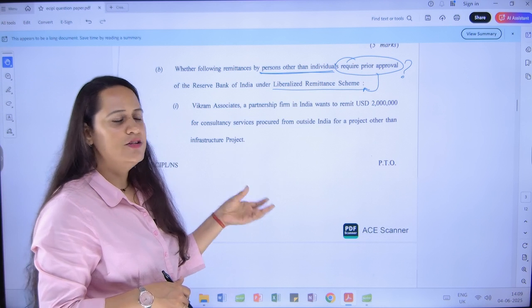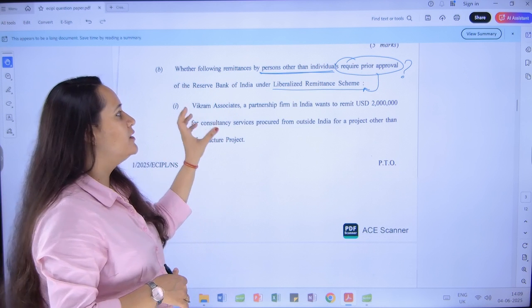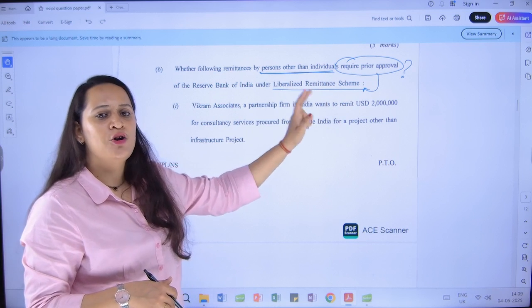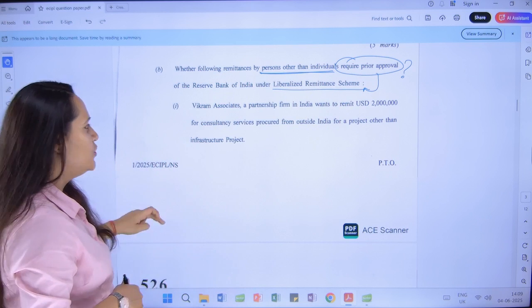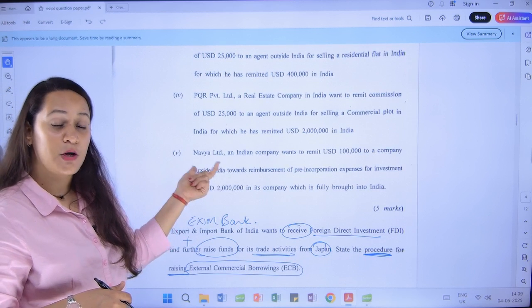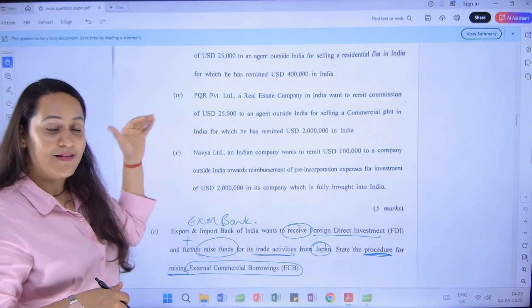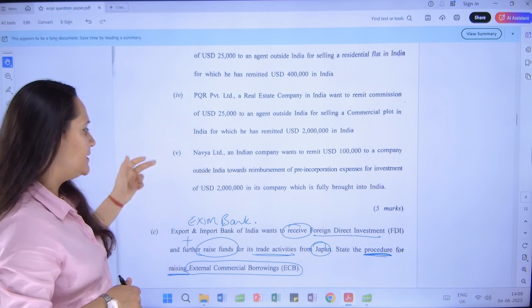Generally this question is there. So they've just given situations, 5 situations, and asked whether prior approval is required or not before executing these transactions. So 5 different transactions have been given. You should tell yes or no whether prior approval is required or prior approval is not required for executing these transactions under the liberalized remittance scheme.